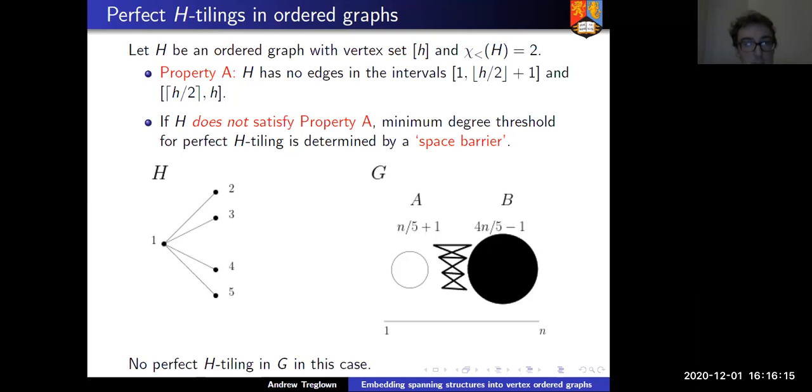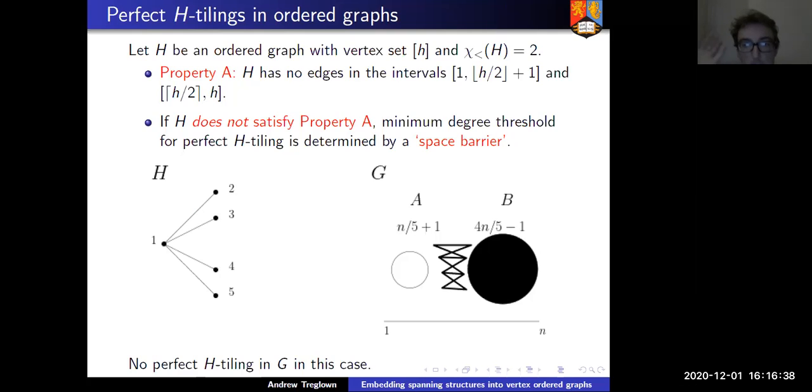Okay, so it doesn't satisfy property A. So we showed in this case that minimum degree of about 4n over 5 in an n vertex graph forces a perfect H tiling. And that's best possible for the following graph G.